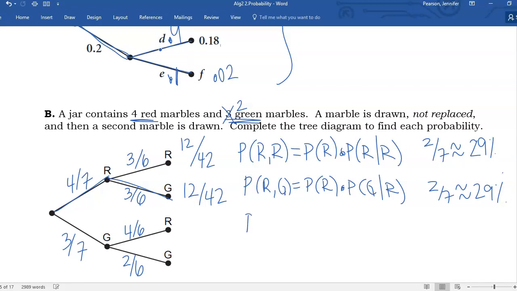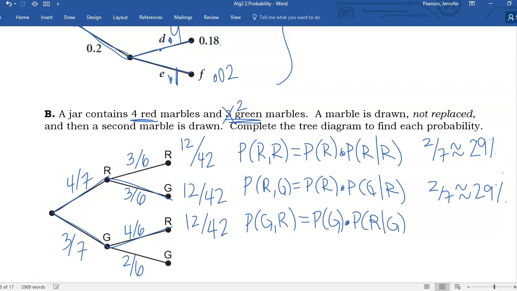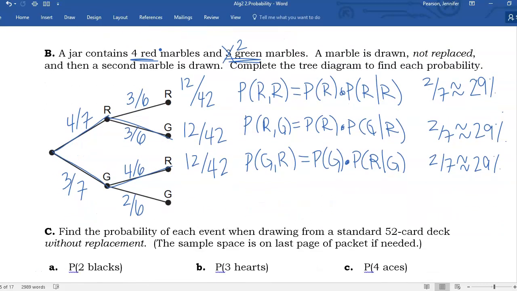Third answer, probability of green and then red. We need the probability of a green times the probability of a red, given that a green was removed. Okay? We're going to multiply along the paths again. 3 sevenths times 4 sixths. Is every one of these the same answer? In the numerator, 3 times 4 is 12. In the denominator, 7 times 6 is 42. That's another 2 out of 7 chance, still approximately 29%.